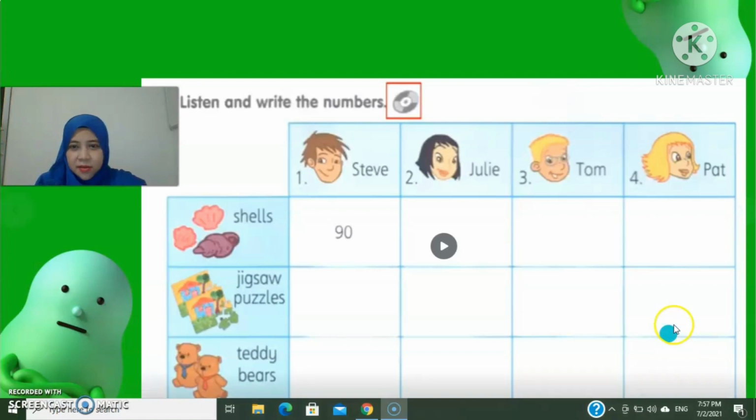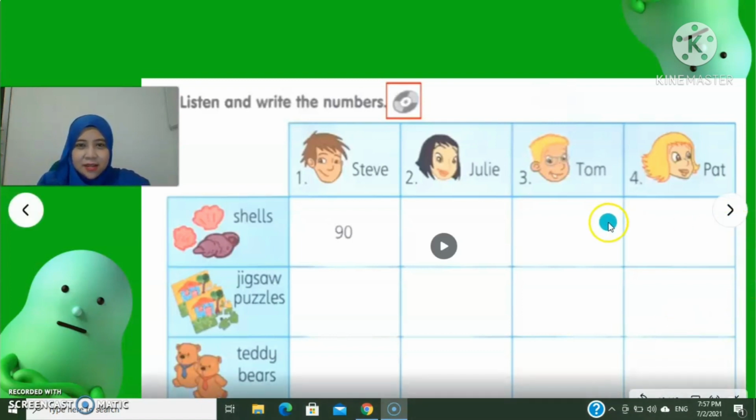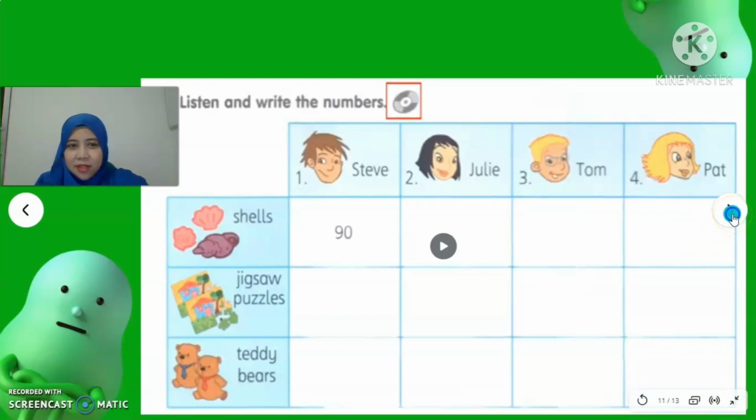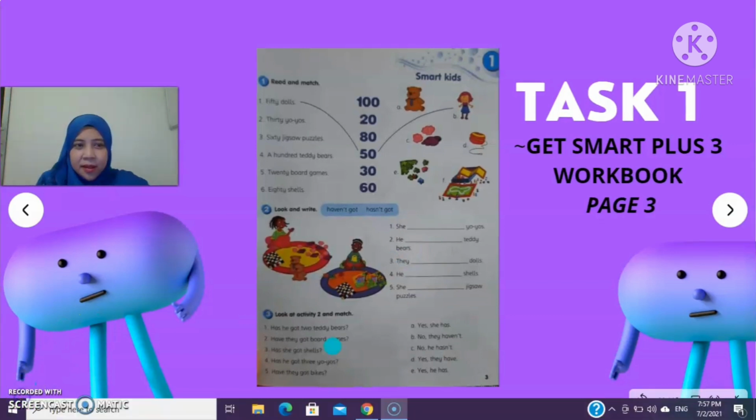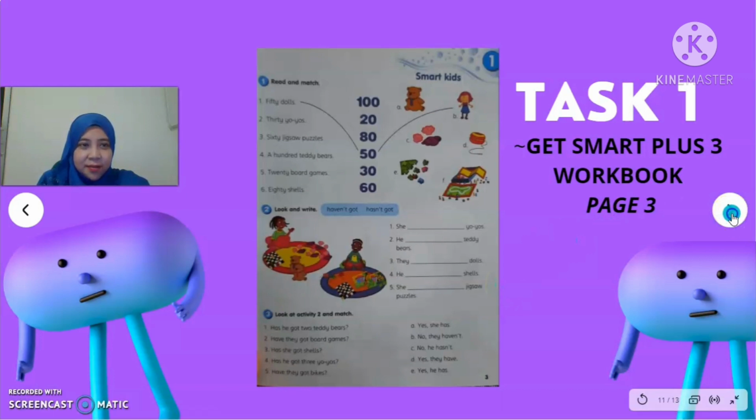Okay, so did you get that? Listen again and write the numbers. Okay, let's continue to task number 1. For task number 1, you have to do this exercise in your Get Smart Plus 3 workbook, page 3. So read the questions carefully and then answer the question. So this is task number 1.